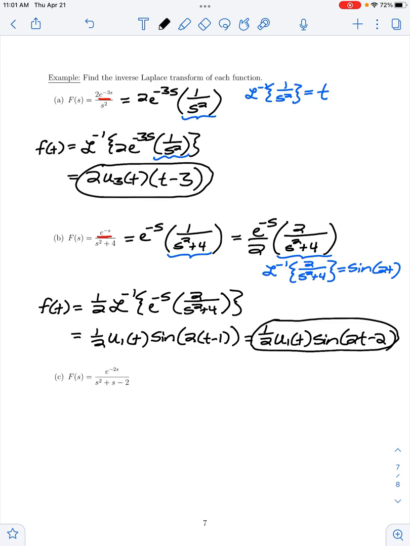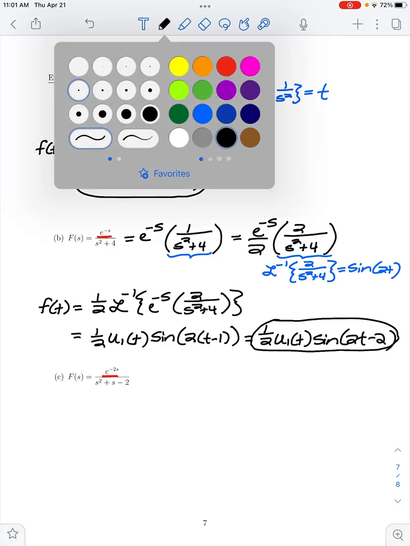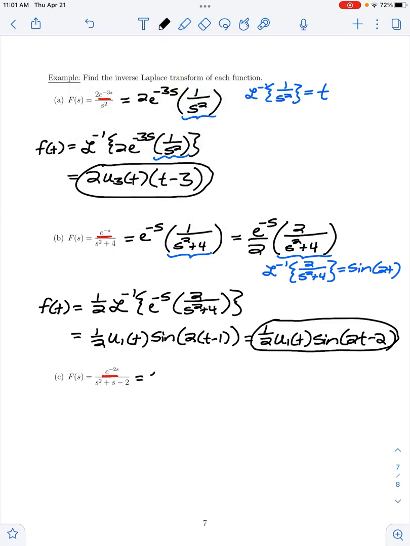Now let's look at this last part. Part C, we have f of s is e to the negative 2s over s squared plus s minus 2. And again, what jumps out at me is this exponential term. So as we did in the first two parts, let's think about pulling this exponential out in front of some function, which would be 1 over s squared plus s minus 2. And then I need to be able to find the inverse transform of whatever comes after that exponential.